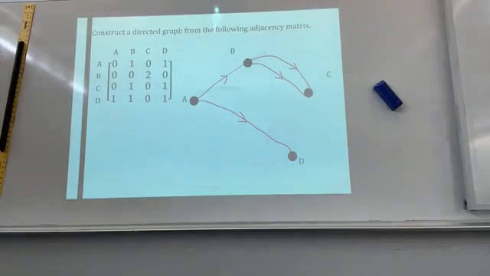You must always make sure that you put the arrows in. And then C to D. And then B, that's a loop, D to A, and D to B. All right? So it should look something like this.